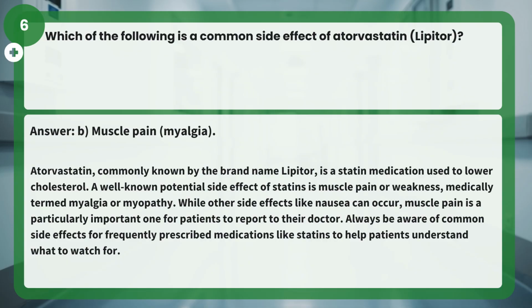Atorvastatin, commonly known by the brand name Lipitor, is a statin medication used to lower cholesterol. A well-known potential side effect of statins is muscle pain or weakness, medically termed myalgia or myopathy. While other side effects like nausea can occur, muscle pain is a particularly important one for patients to report to their doctor. Always be aware of common side effects for frequently prescribed medications like statins to help patients understand what to watch for.